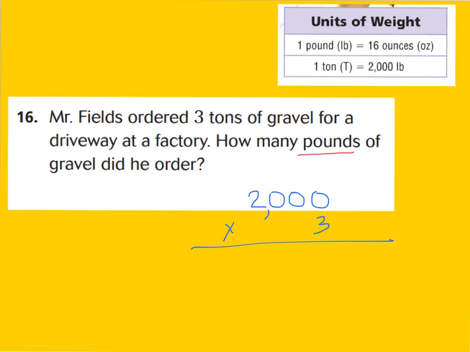Alright, boys and girls, you should have written down 2,000 times 3 to find the value of 3 tons. Because 1 ton is 2,000 pounds, you would do 2,000 times 3. And you should have come up with the product of 6,000 pounds. So therefore, how many pounds of gravel did he order? 6,000 pounds.